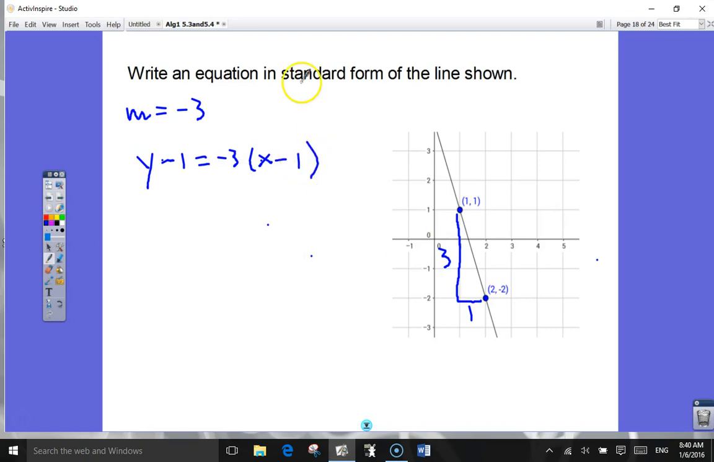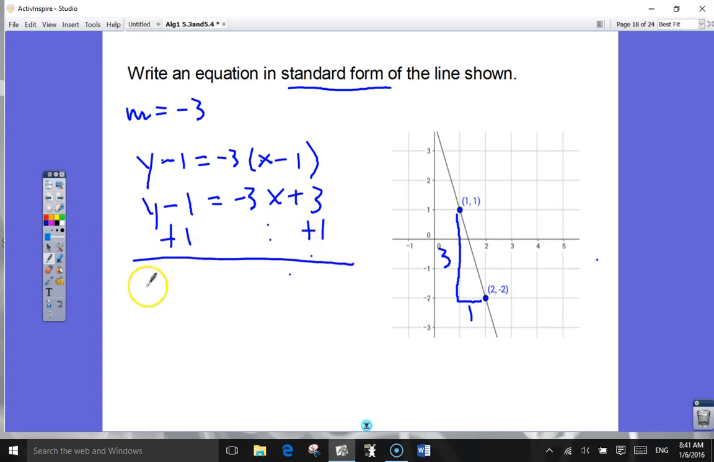Okay, but it says put it in standard form. So you're not done. You've got to get the x and the y term on the left, the constant term on the right. So what should we do first? Which property should we use? Distributive. So we've got y minus 1 equals -3x plus 3. Now we need the x term to be on the left and that -1 to be on the right. How can I make that happen? Okay, let's add 1 first to move that. y equals -3x plus 4.